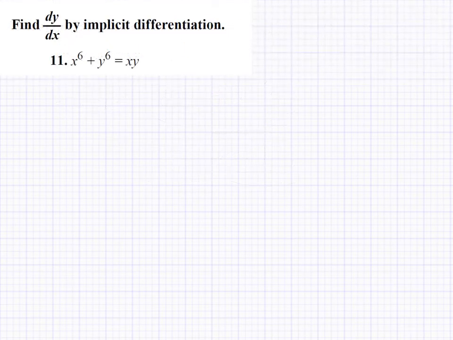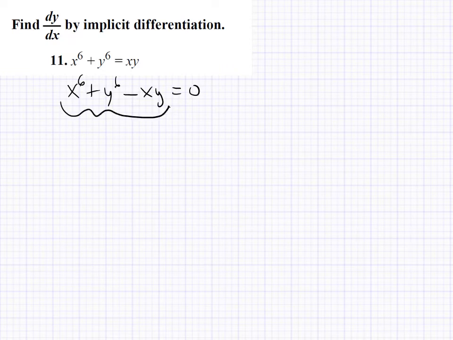All right, here's some implicit differentiation. So the way we're going to do it is based off of partial derivatives, which is what we talked about earlier in the semester. First thing we have to do is set this equal to 0. So I'm going to rewrite this as x to the 6 plus y to the 6 minus xy equals 0. Then I'm going to think of this on the one side as my capital F of x, y function. It's a function of two variables.